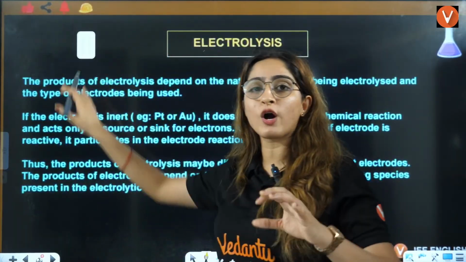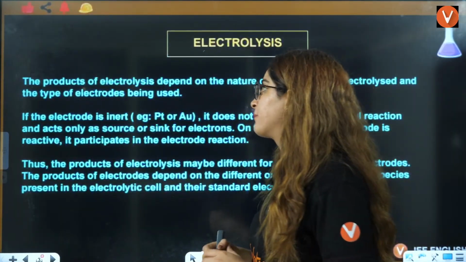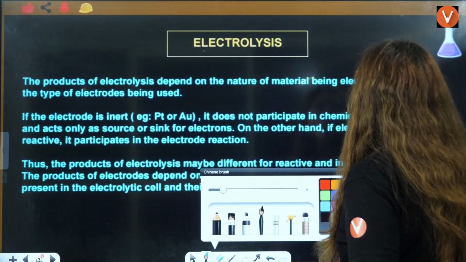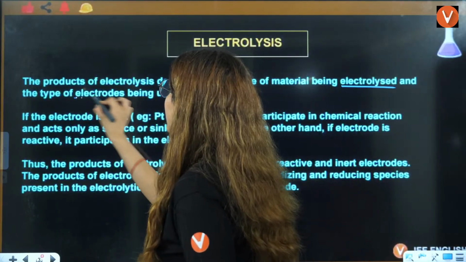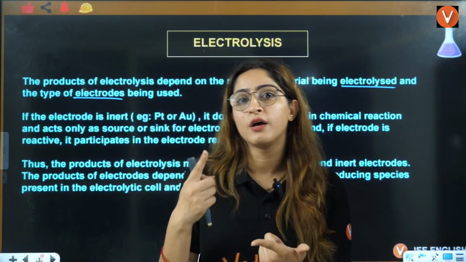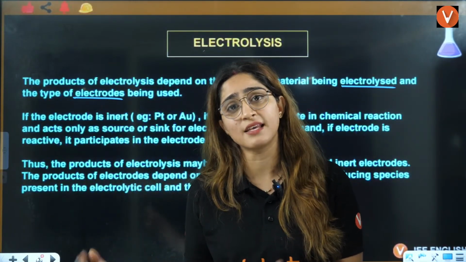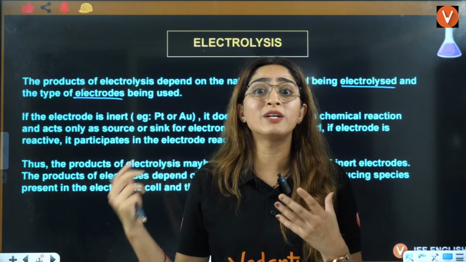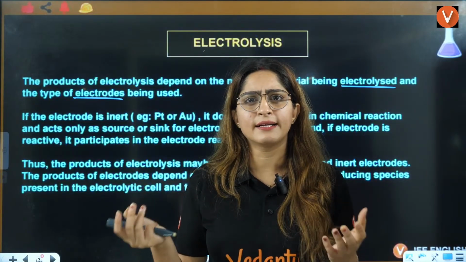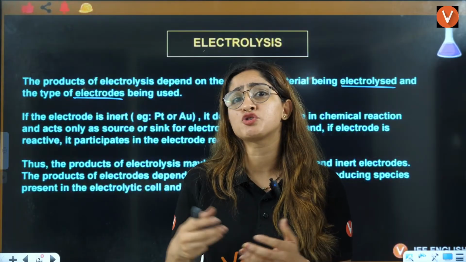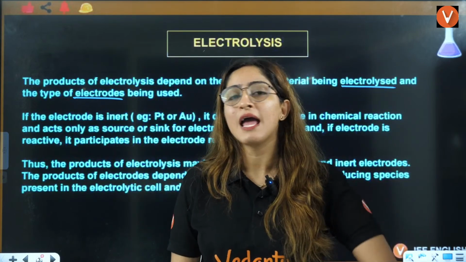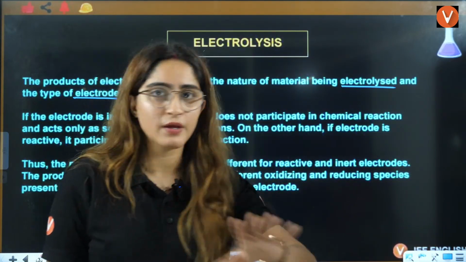Now, firstly, we are going to talk about the core concept of this. The product of electrolysis depends upon the nature of the material being electrolyzed or the type of electrodes. Firstly, what is the electrolyte? Is it aqueous NaOH? Is it aqueous NaCl? Is it molten NaCl? Is it aqueous H2SO4? Is it sodium nitrate? Is it sodium sulfate? So many solutions you have, and every solution is going to have a different product, right?